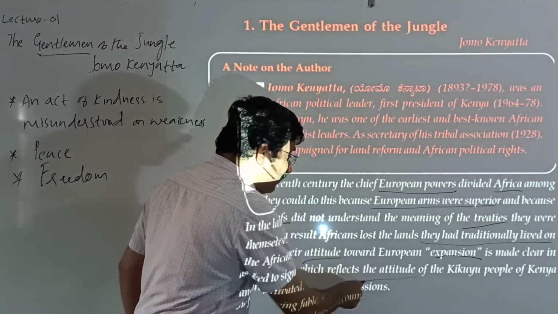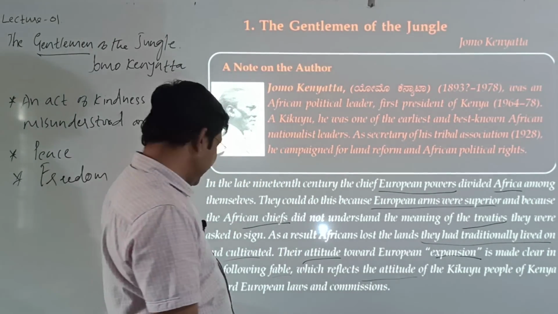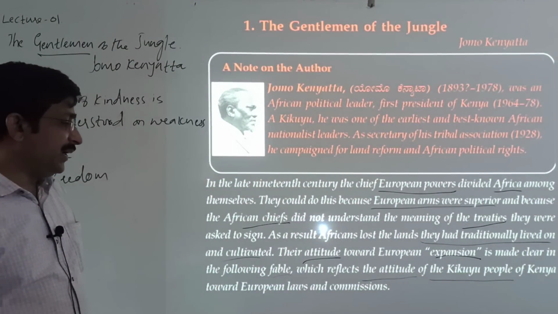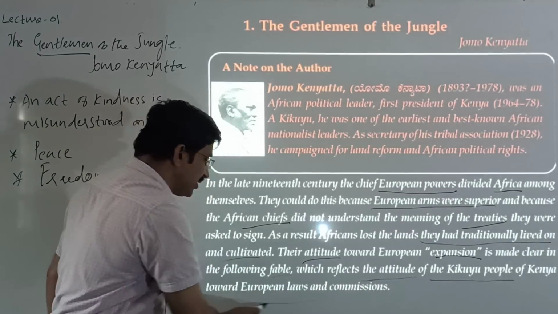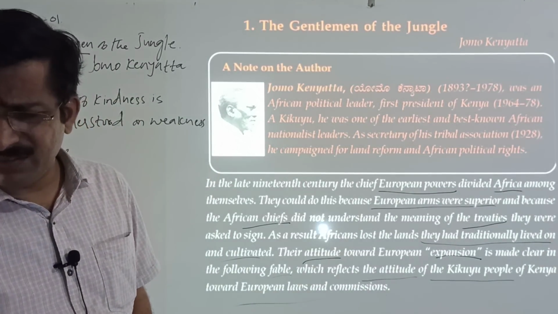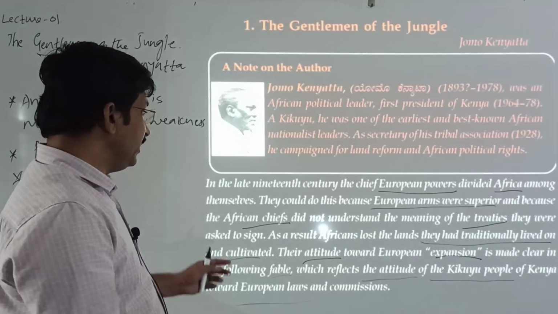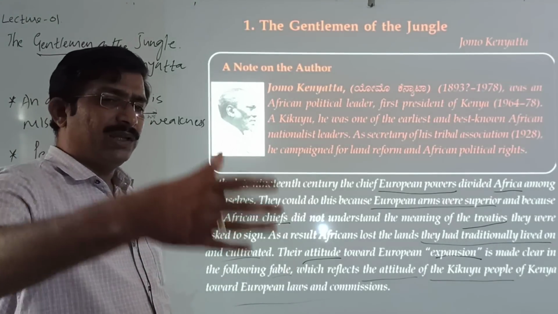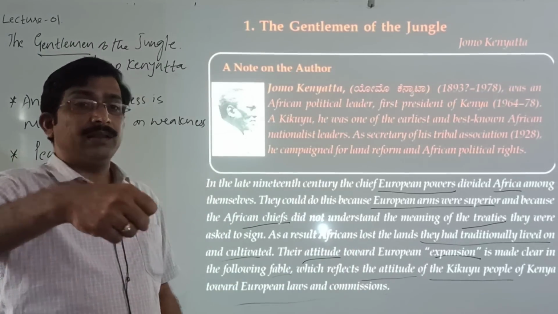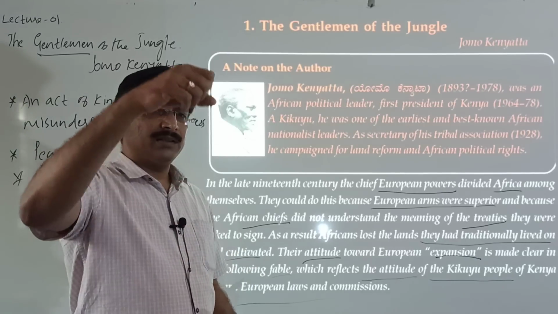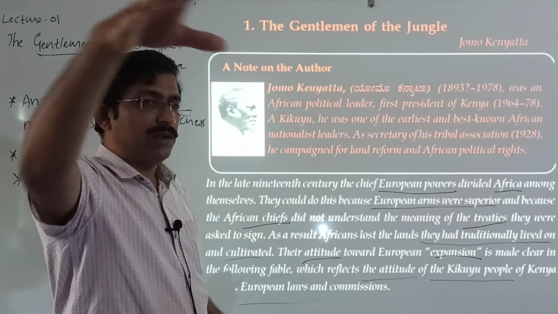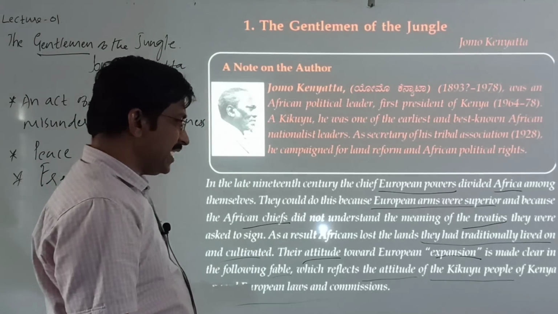It is a short story where animals are different characters, which reflects the attitude of the Kikuyu people of Kenya toward European laws and commissions, committees, laws, regulations. All these different aspects were made by these Europeans to control their colonies and to impose their law, language, culture, industry, education on their colonies. So in this context we read the same.